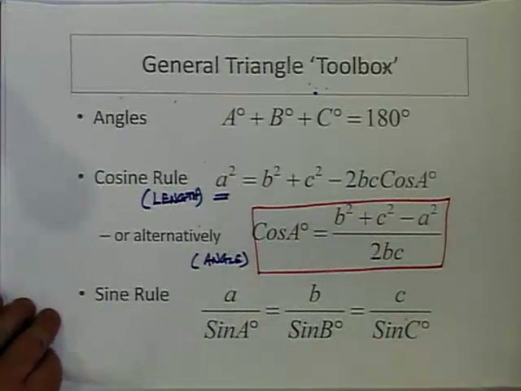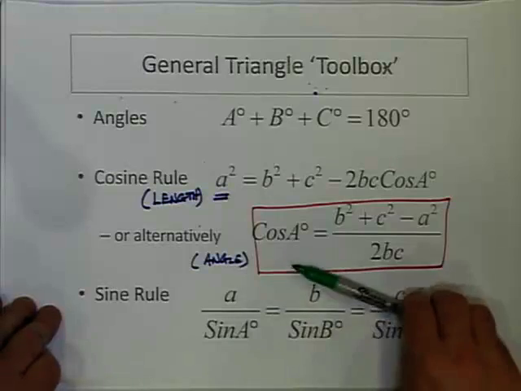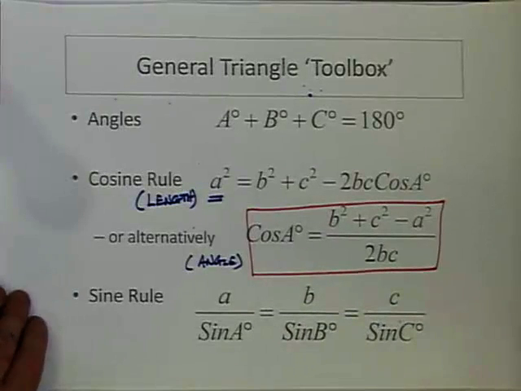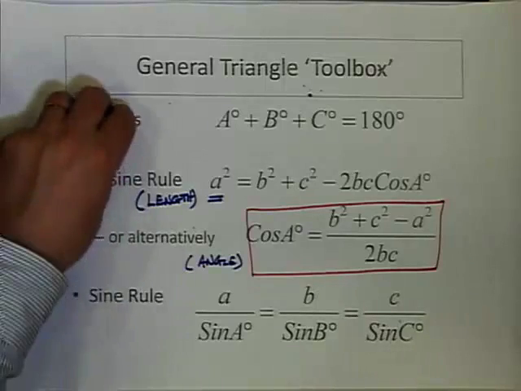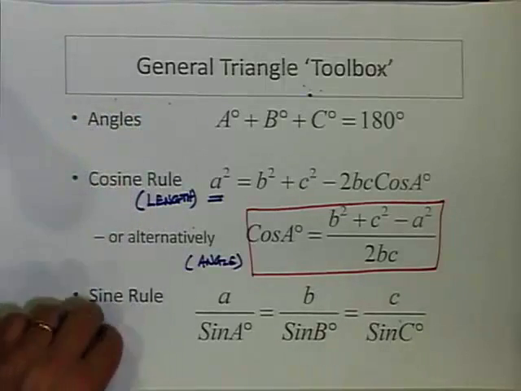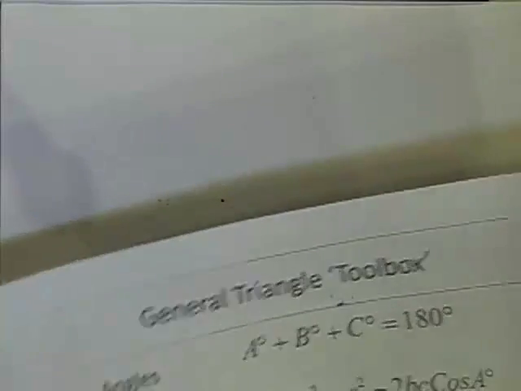The last one is the sine rule, that a over sine A, b over sine B, and c over sine C. So we've effectively got 3.5 things in our toolbox. The angles, 2 cosines, and a sine. All questions can be answered by those, every single one. So let's see how they start.